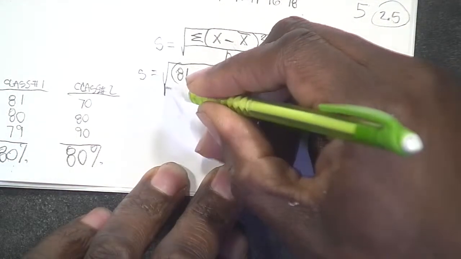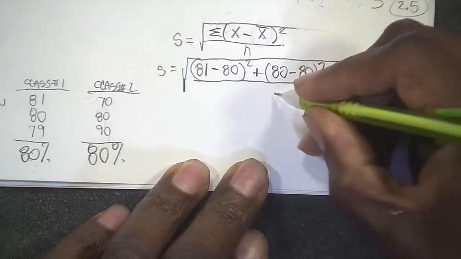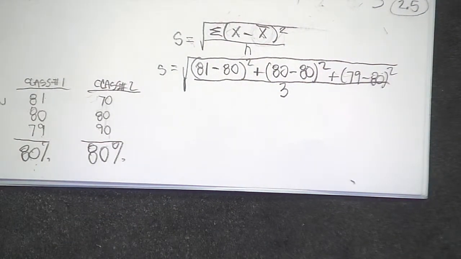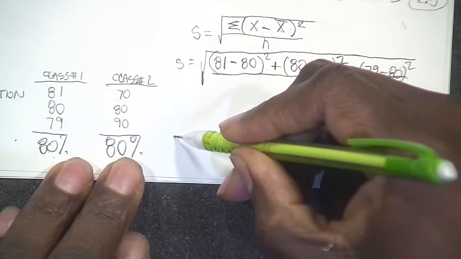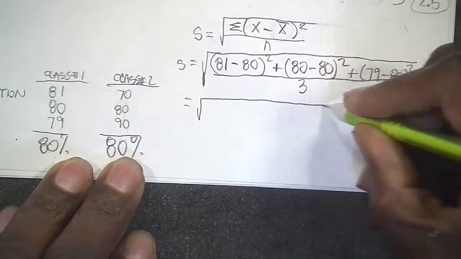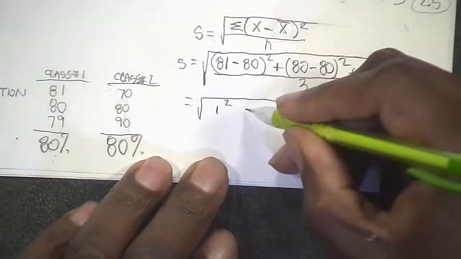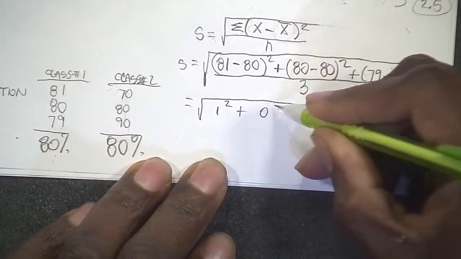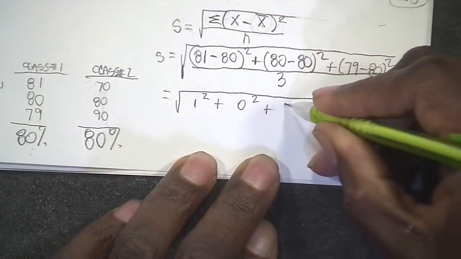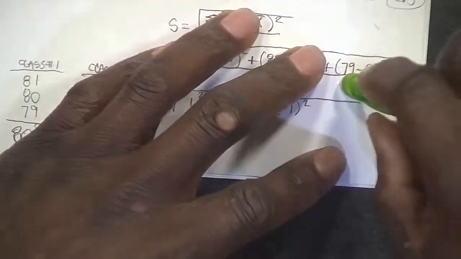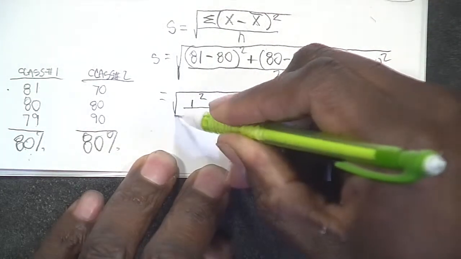I'm going to divide all of that by the number of scores. That's what n represents, which is 3. I'm going to put all that in the calculator, and it's going to give us a standard deviation. Let's go ahead and calculate this out. 81 minus 80, that's 1. I'm going to square that. 80 minus 80, that's 0. I'm going to square that. And then 79 minus 80, that's negative 1, and I'm going to square that. And divide all that by 3, the number of scores.